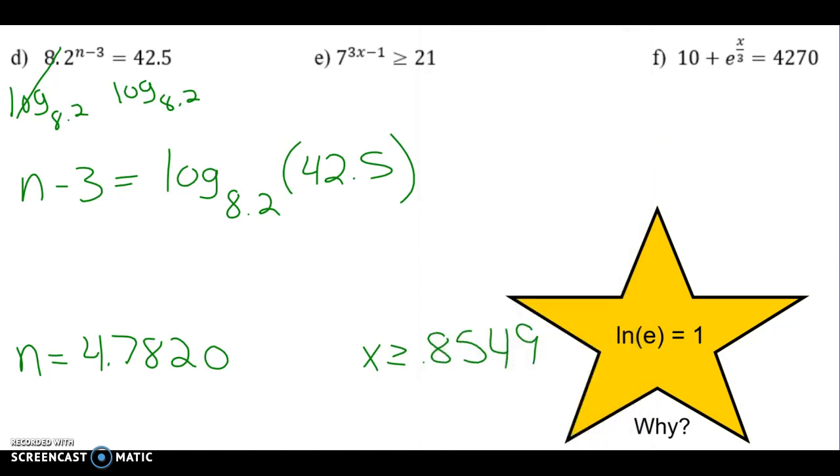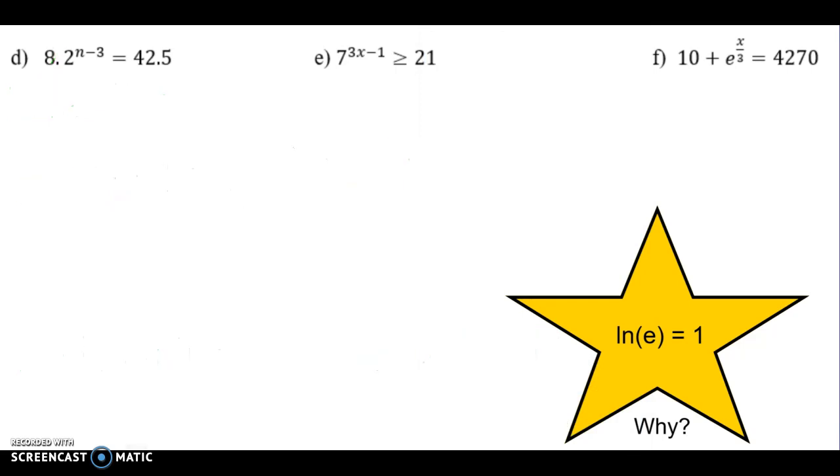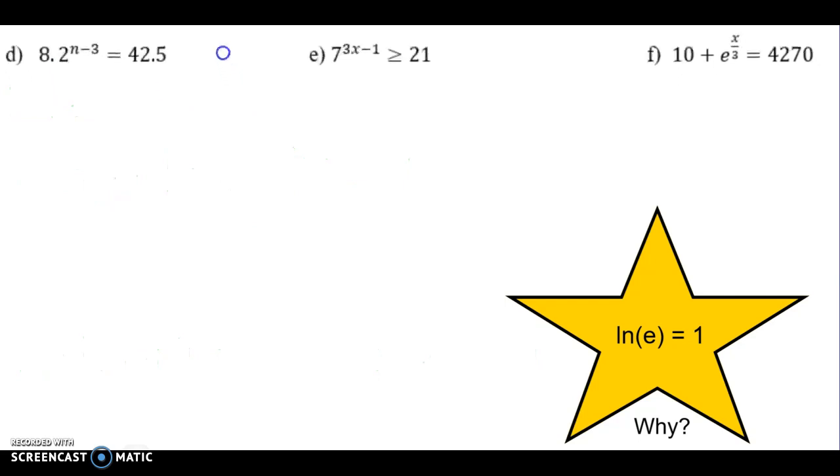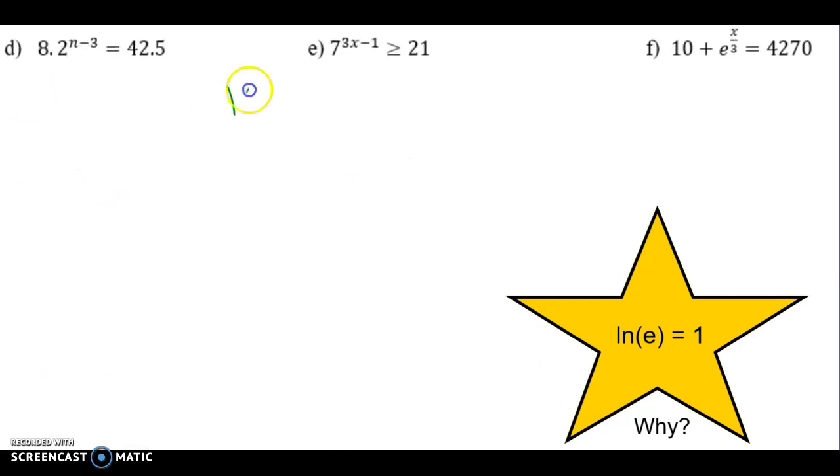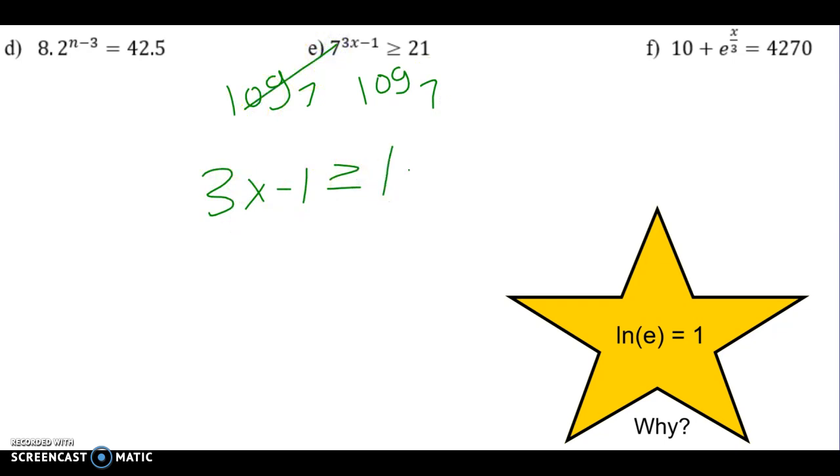And then E, what am I going to do? Log both sides. Log base 7 both sides. So the 7's cancel. I'm left with 3x minus 1 is greater than or equal to log base 7 of 21. And now I'll show you the best way to do this in your calculator.